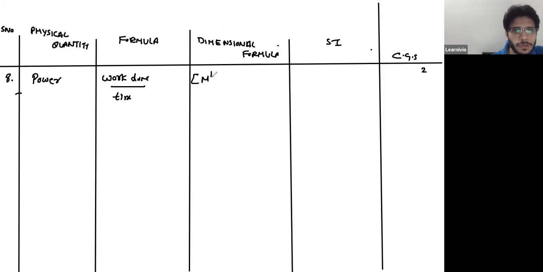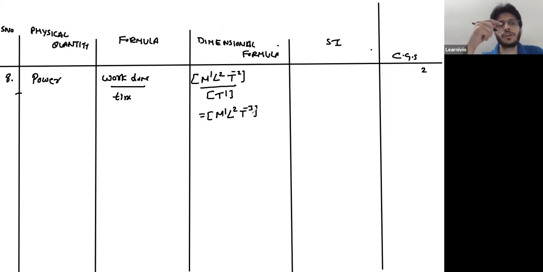So the work done is M1 L squared T minus 2, over time, T1. So this is simply M1 L square T minus 3. If we divide T to the power minus 2 by T1, that comes out to be T to the power minus 3. The SI unit of work done is joule and of time is second, so that is joule per second. Joule per second can be written as watt.